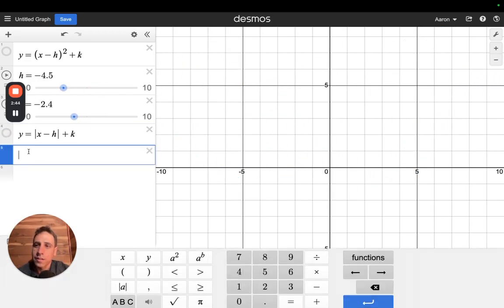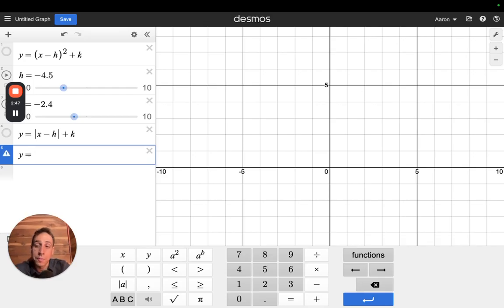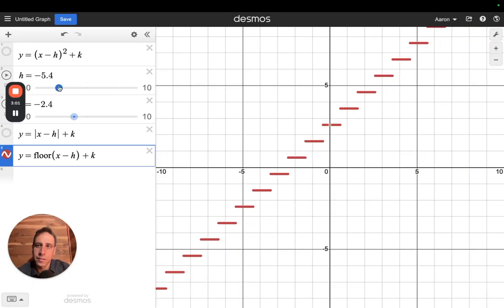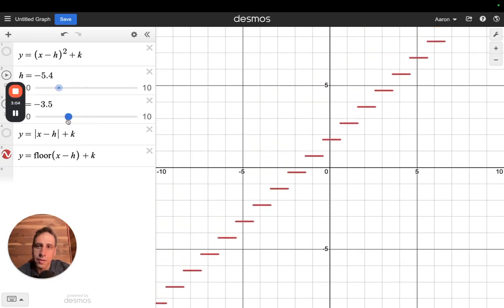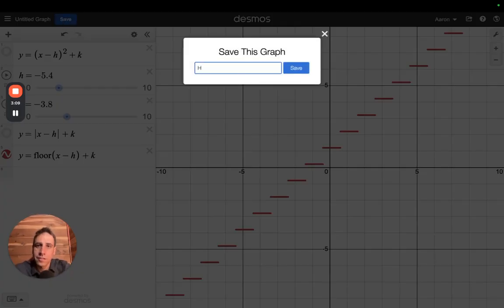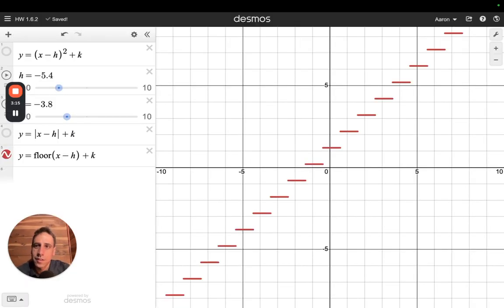Let's hide that one again, and now let's do floor. Y equals, I'm going to just type in the word floor, F-L-O-O-R, and then it knows what I want. Parentheses x minus h plus k. And the slider moves it right, left, up, or down. Fun. Let's save this as 1.6.2. And you can play around with it a bit more if you like, and then bring what you play with to class tomorrow for show and tell.